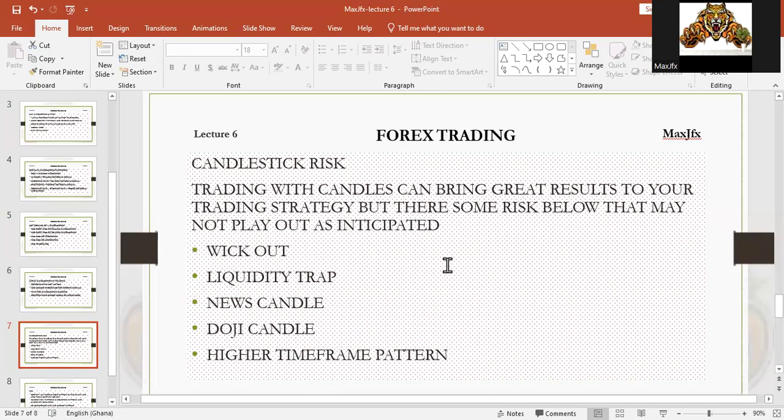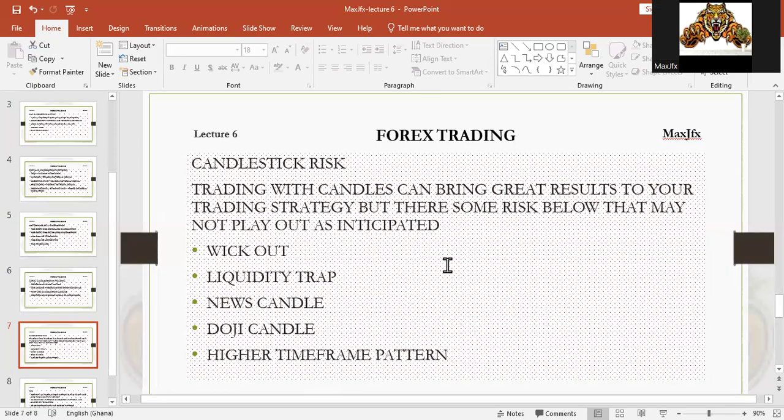News candles can be very, very frustrating if you have never traded them before. So I'll just say stay away from news for that day. Don't think that if the news candle is over, then you can enter. No, don't do that. Stay away from it, please, if you don't trade news, if you don't use fundamentals.